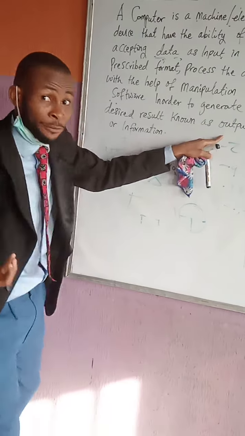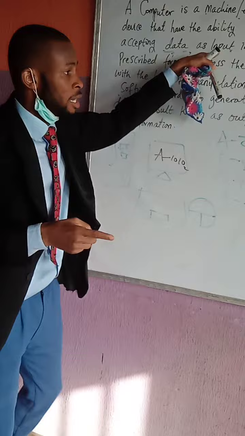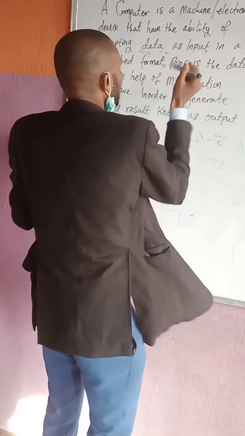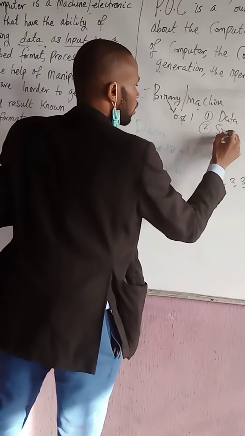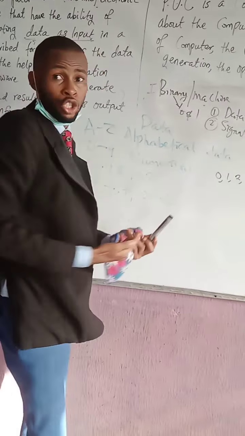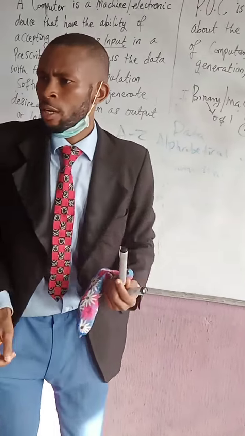Output is what you get from the computer. If you remember, I said you have two things you can send. It's either you send data or you send signal. When we talk about input, two forms of input are 1, data, and 2, signal. I've explained data. Signal is just a command you give to the computer. Like, click. Click.